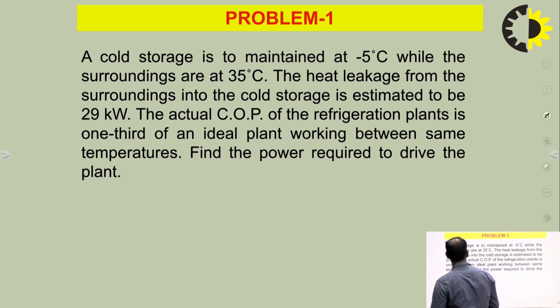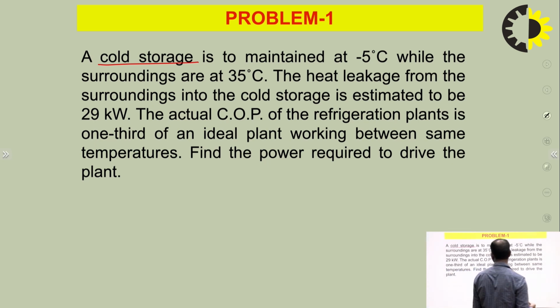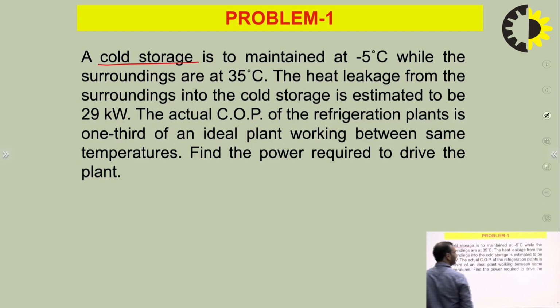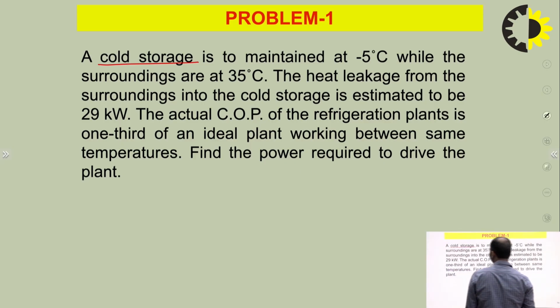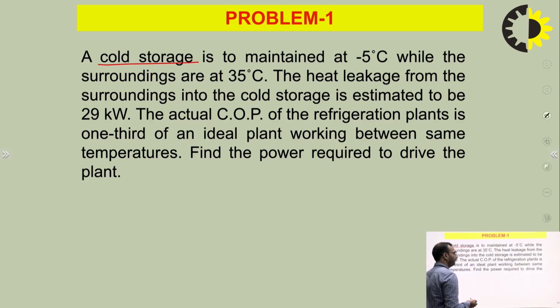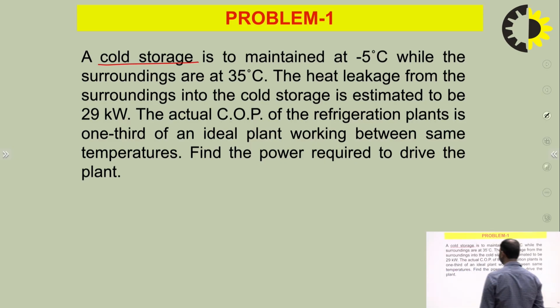So, in this problem, a cold storage is to be maintained at -5 degrees Celsius while the surroundings are at 35 degrees Celsius. The heat leakage from the surroundings into the cold storage is estimated to be 29 kilowatt, and the actual COP of the refrigeration plant is 1/3 of an ideal plant working between the same temperatures. Find the power required to drive the plant.